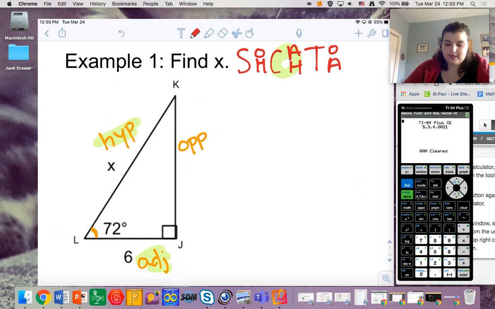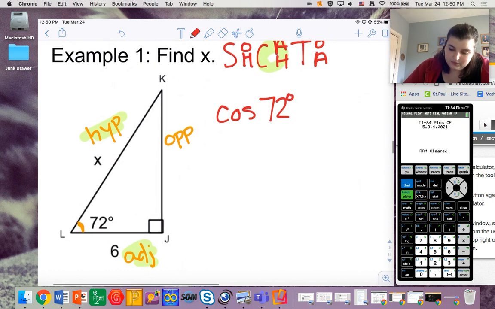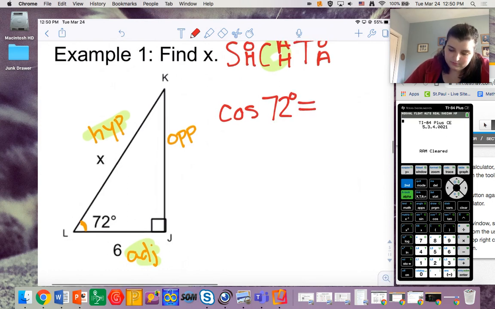Okay, what that looks like is I'm going to find the cosine of an angle. So usually we'd say like angle L. In this case, I actually have the measured angle. So cosine of 72 degrees is equal to the adjacent 6 over the hypotenuse x. Looks an awful lot like what we just did, right?